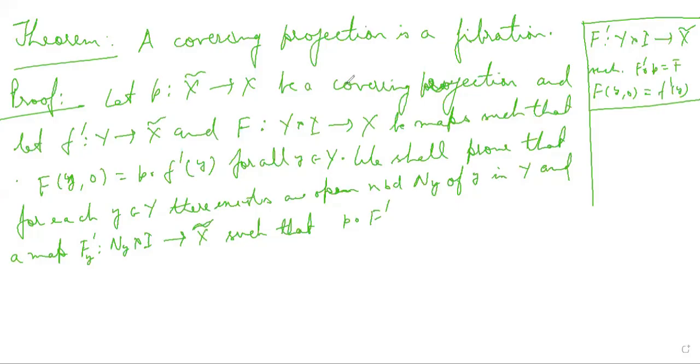Okay, so we have this theorem. A covering projection is a fibration, right? So we have assumed that P from X tilde to X is a covering projection, and f prime from Y to X tilde and capital F from here to here are maps such that this holds. We want to prove that there is f prime from here to here such that this holds.